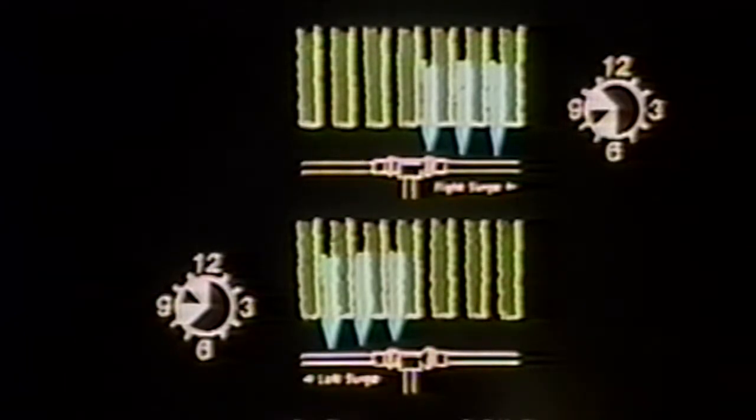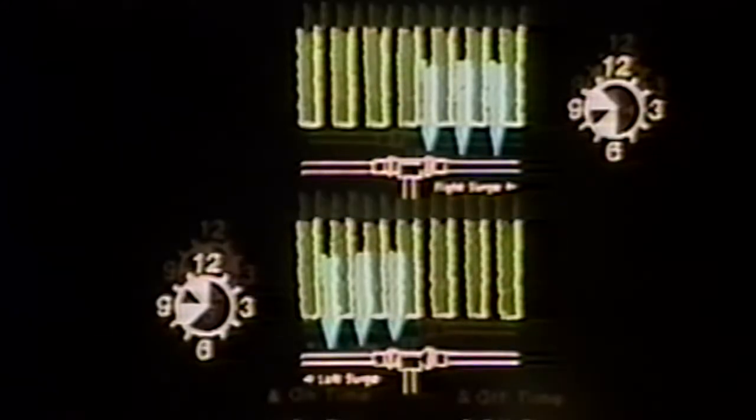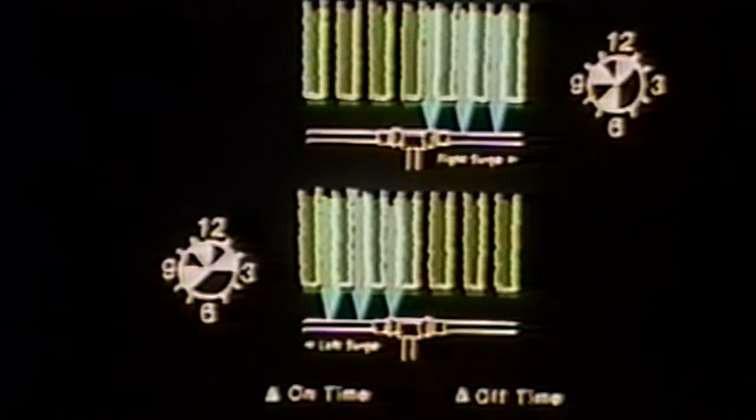The controller will switch the water back to the right set from 9 to 10:30, and then to the left set from 10:30 to 12 to complete the second cycle, and so on for each cycle until the irrigation is complete.